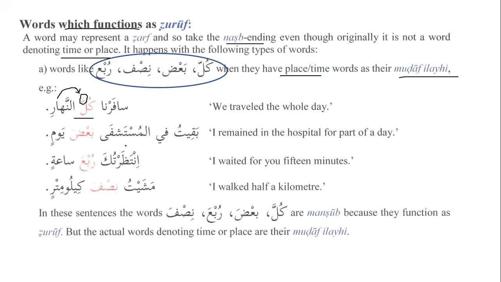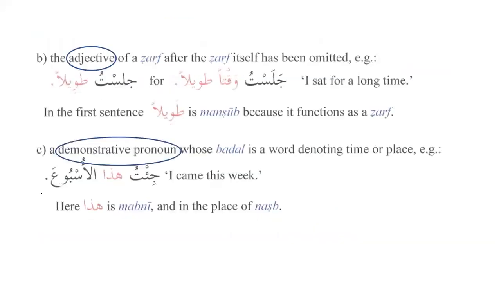Similarly, when we say baqitu fil mustashfa ba'da yawmin, I remained in the hospital for part of the day. Here yawmin is basically dharf, but when we use ba'da with that, we will say that ba'da is also naibul dharf, meaning it is also functioning as dharf. Intadhartuka rub'a sa'atin, I waited for you 15 minutes. Here sa'atin is dharf and rub'a has become the deputy of the dharf because it is used as mudaf for sa'atin. And similarly you say mashaytu nisfa kilometrin, I walked half a kilometer, and here nisfa has become naibul dharf because of kilometrin. So this is extra information, but inshallah it will help us a lot.